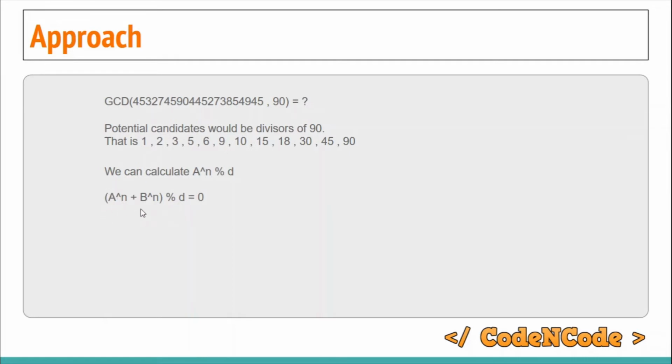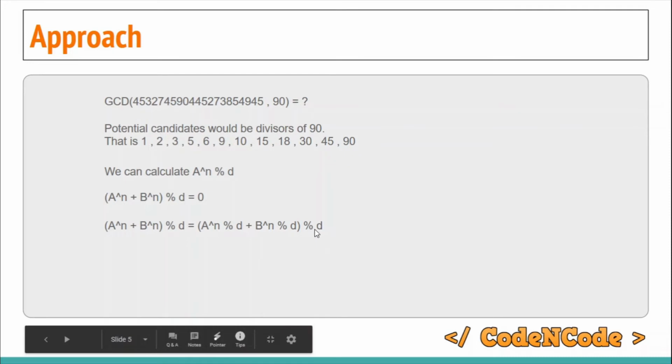But the same problem is again, a raised to power n plus b raised to power n would be beyond our reach. But in lectures 9 and 10, we have also seen that a raised to power n plus b raised to power n modulo d can be calculated as a raised to power n modulo d, which we can calculate, plus b raised to power n modulo d, and whole modulo d.